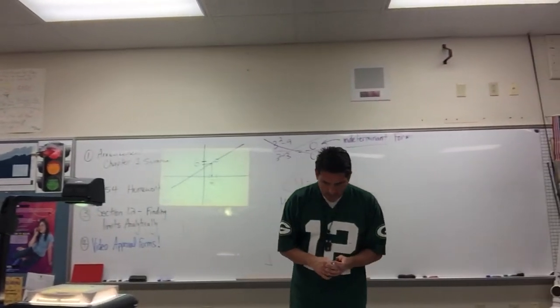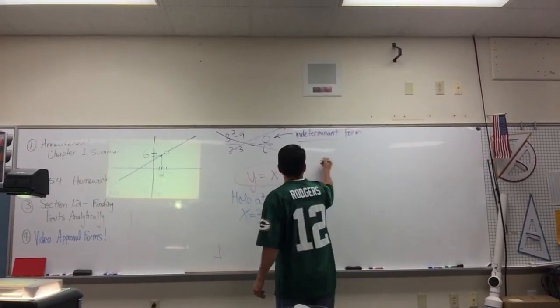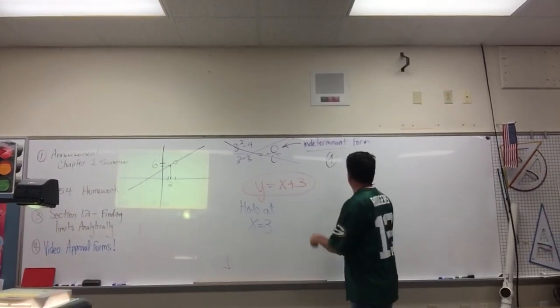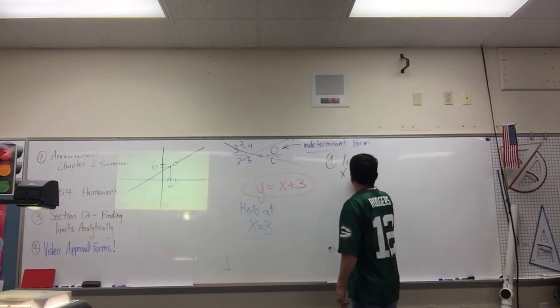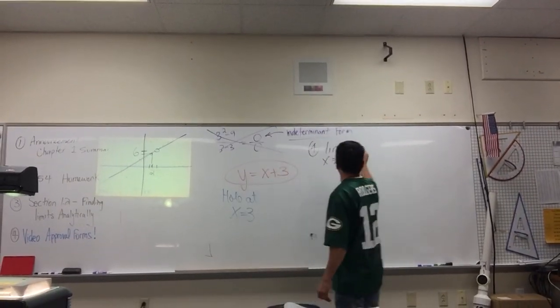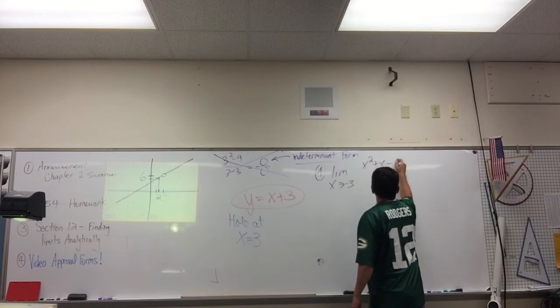All right, let's try another one like that. Limit as x approaches -3 of x squared plus x minus 6 over x plus 3.